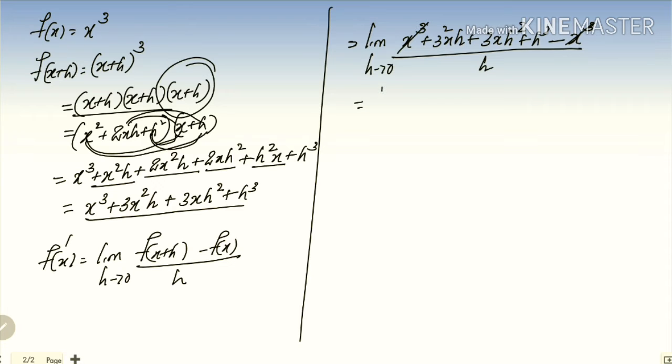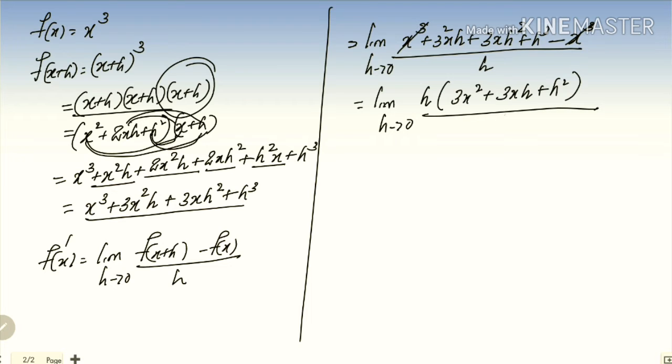Then take the h outside, limit h tends to 0. Whatever is left in the numerator, h is the common factor. Take h outside: 3x square plus 3xh plus h square will be inside the bracket. Then the h in the denominator, we can cancel it. Now we can apply the limit, so it's going to be 3x square plus 3x times 0 plus 0 square. So 3x square is the answer.